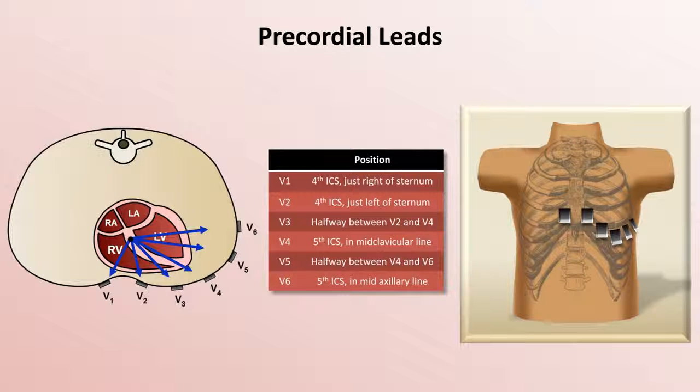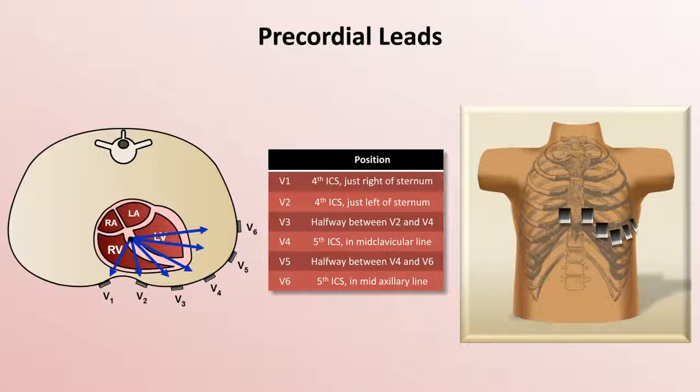I feel compelled to stress that the placement of these 6 electrodes by various healthcare professionals is usually incorrect. The most common mistake is to place V1 and V2 in the 2nd or 3rd intercostal space instead of the 4th. Another frequent mistake is for V5 and V6 to not be lateral enough.